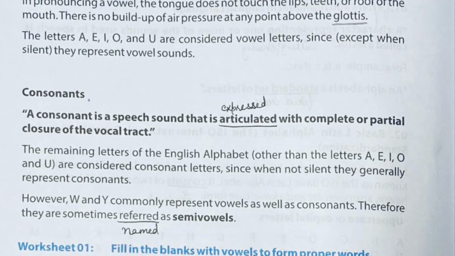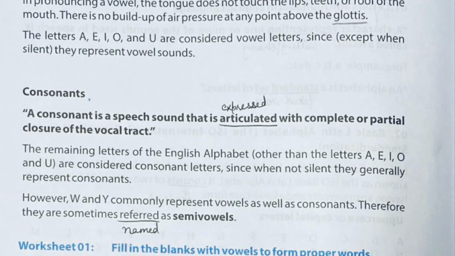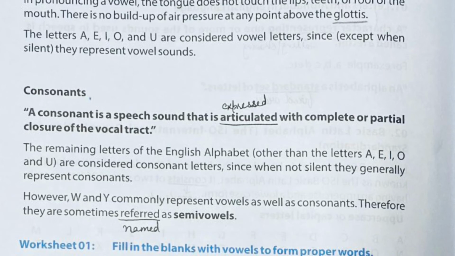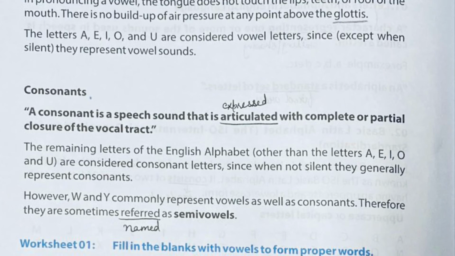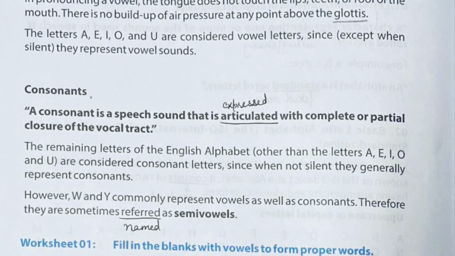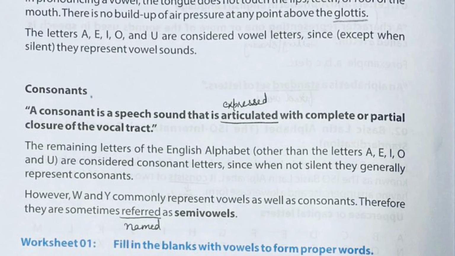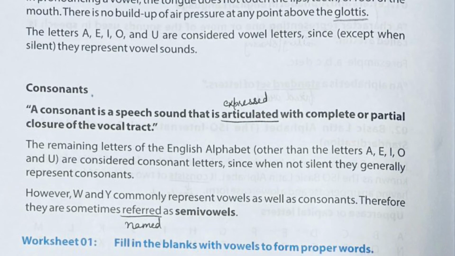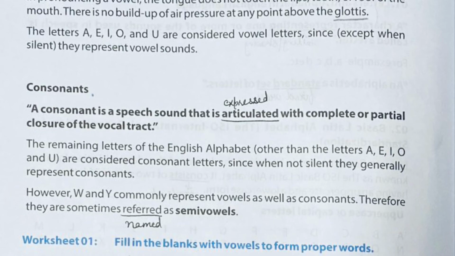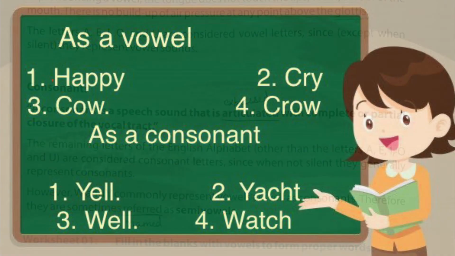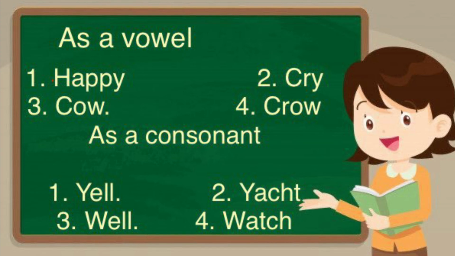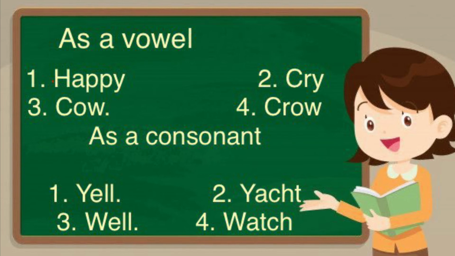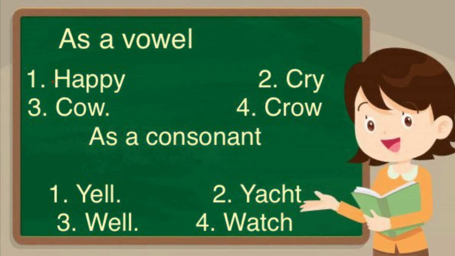So these two characters, W and Y, commonly work as both. Sometimes they represent the sound of a vowel, and sometimes the sound of a consonant. Therefore they are sometimes referred to as semi vowels. I want to clear it to you with the help of examples. I have given here examples of Y and W when they are pronounced as a vowel, and when they are pronounced as a consonant.